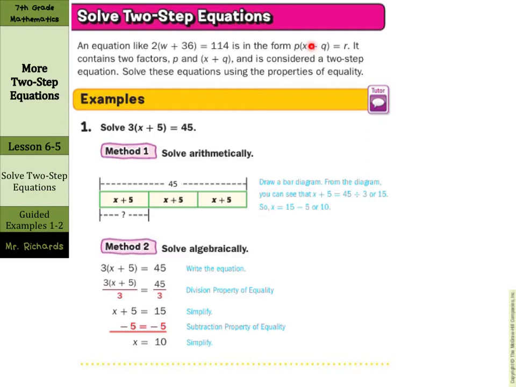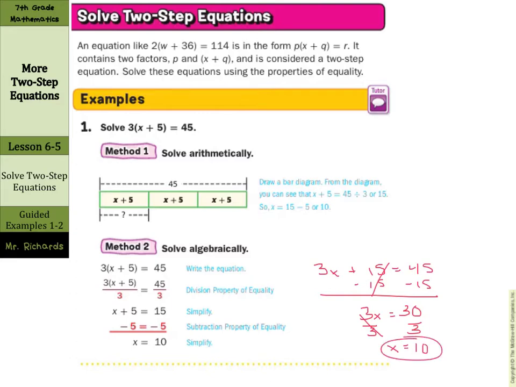And notice, for 3 times the quantity x plus 5 equals 45, you may be tempted to distribute here. You may be tempted to get 3x plus 15 equals 45. And then you would subtract 15 from both sides and get 3x equals 30. And then you could divide by 3 on both sides to get x equals 10. And you could. Technically there's nothing wrong with solving the equation that way. But there is an easier way.